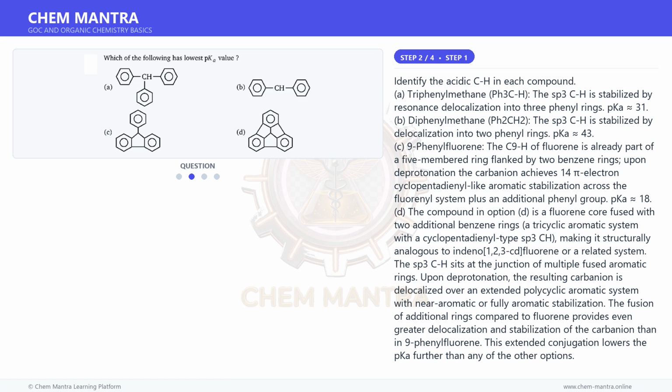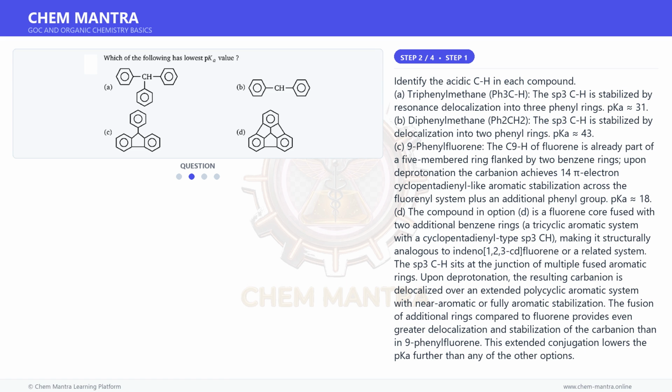pKa 18. D. The compound in option D is a fluorene core fused with 2 additional benzene rings, a tricyclic aromatic system with a cyclopentadienyl-type sp3 C-H, making it structurally analogous to indeno[1,2,3-cd]fluorene or a related system. The sp3 C-H sits at the junction of multiple fused aromatic rings.